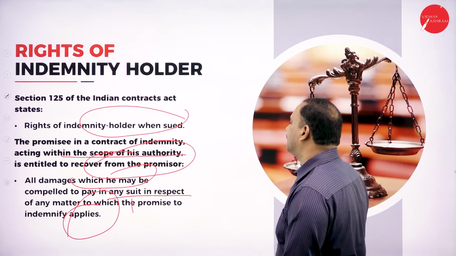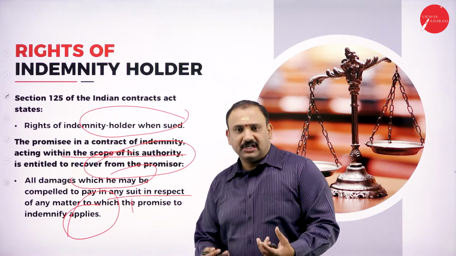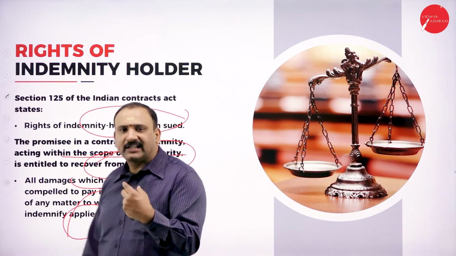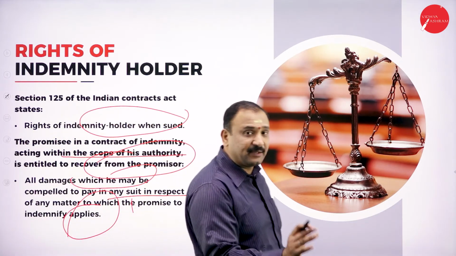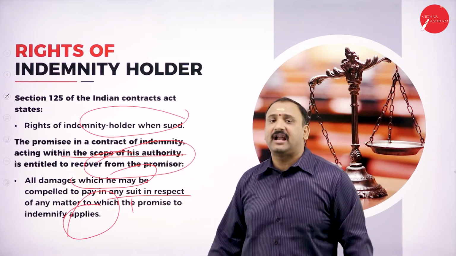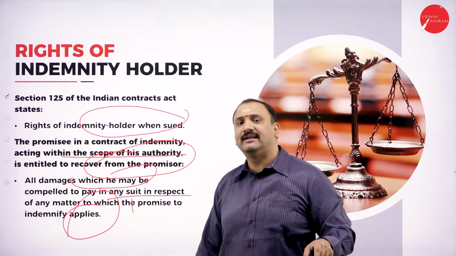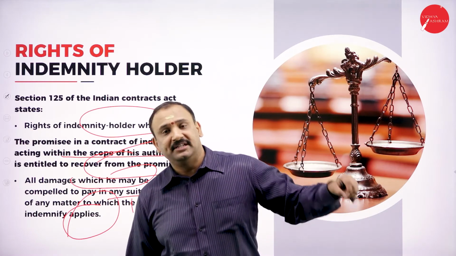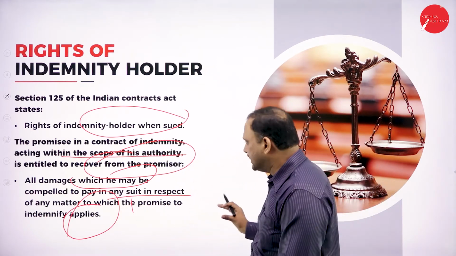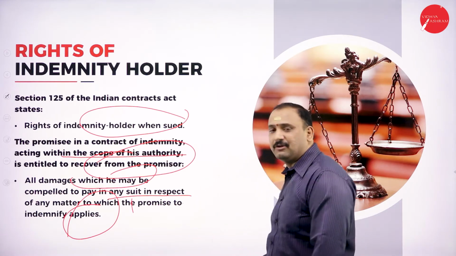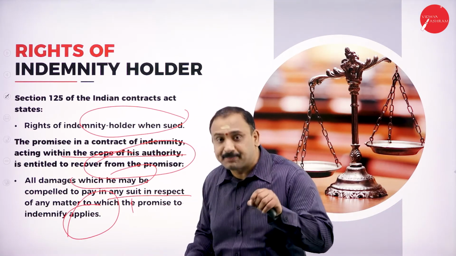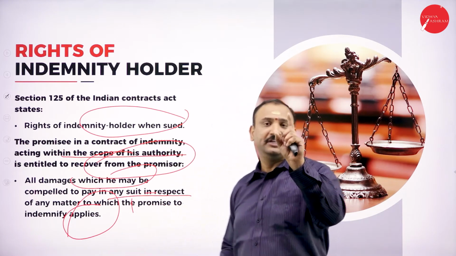So at any given point of time, suppose some words have been told in the contract that you are eligible to get compensation only to this extent. That means the promisee will only get the amount specified as per the contract. Just because damage happened, you cannot go back and claim the entire amount. Whatever has been specified in the contract, within its nature and scope, is recoverable. Or else it will become very difficult to retrieve all the damages. This is why we say all damages which he may be compelled to pay in any suit in respect of the matter to which the promise of indemnity applies.